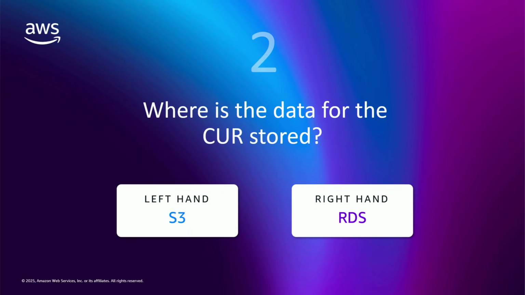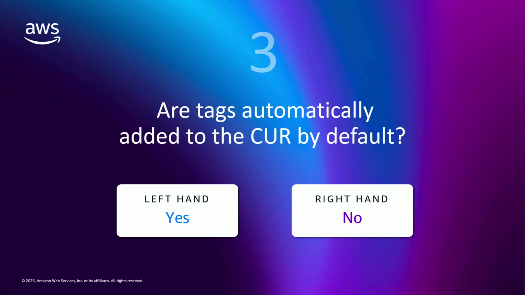Where is the data for the CUR stored? Is it S3 or RDS? 3, 2, 1. Yes, S3 is the right answer. Basically, any data you can get into S3 is available for you to be able to query in Athena, and that's what we're going to be showing you as well later today. OK, you're all doing really well. I need to have a lot of stickers.